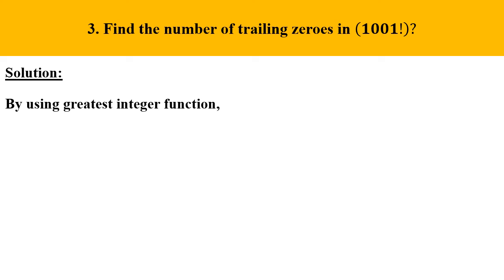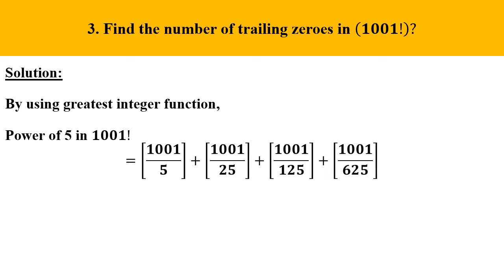Next, by using this greatest integer function, we write the power of 5 in 1001 factorial as 1001 divided by 5 plus 1001 divided by 5 square, that is 25, plus 1001 divided by 5 cube, 125, plus 1001 divided by 5 power 4, so 625, plus 1001 divided by 5 power 5, we have 1001 divided by 3125. So if we divide 1001 by 3125, we get 0 point something. So the greatest integer is 0 only. So after that, in addition, we get only zeros here. So we stop up to this.